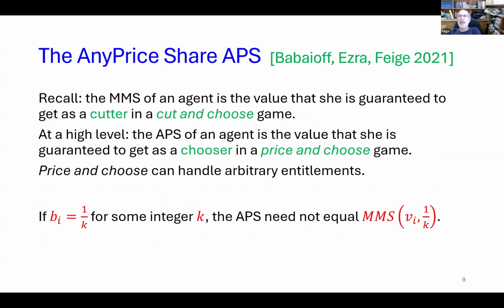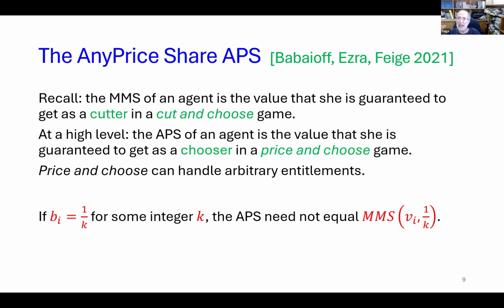Another share that we'll discuss here, introduced in work with Moshe and Tomer, is the any price share. This is now not an upper bound, but maybe a share that you actually would say is a reasonable share to use. Recall first that the MMS of an agent is the value that she is guaranteed to get when she plays a cutter in a cut and choose game. At a high level, the APS of an agent is the value that she is guaranteed to get as a chooser, not a cutter, in a different game, a price and choose game.